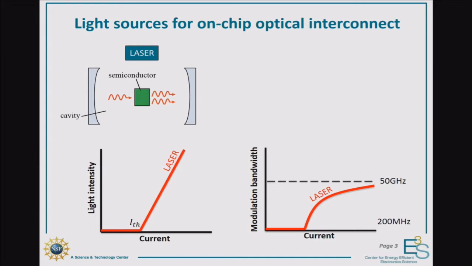Now we can talk generally about the properties of lasers. One of the main properties of a laser is that to turn it on, you need to reach some sort of threshold current. Below the threshold current, you get light out, but it's not usable light. The modulation bandwidth, so how quickly we can turn the laser on and off, can approach 50 gigahertz or so, but you have to pump quite a bit of current into the laser to do this. So inherently, the laser is a pretty power-hungry device.